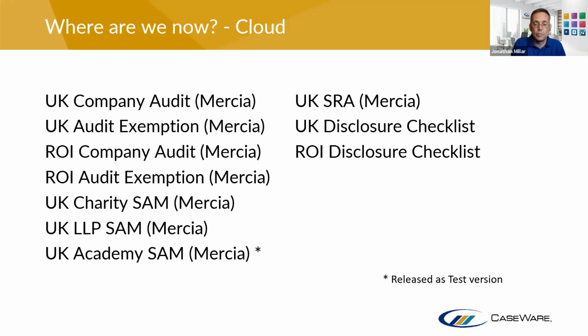That was released about a month ago. And it also includes group documentation. Now, this is something we've never included within the desktop hybrid side. So the LLP now has the group documentation for Mercia. That's taken from the company audit manual. That's always what Mercia have said in the past: they don't actually include group documentation in their LLP SAM. But now we have been able to put that into our cloud LLP product.